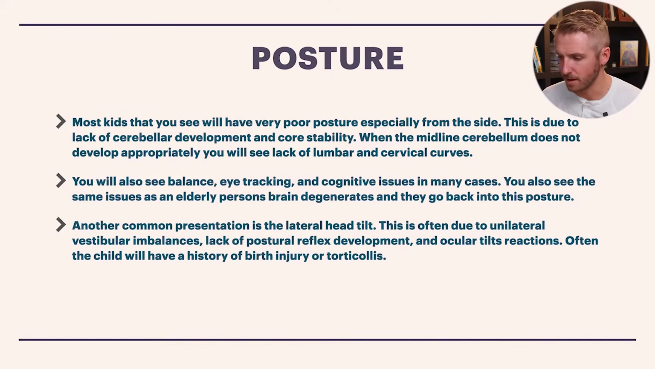So, okay, most kids you see are going to have very poor posture, especially from the side. This is due to lack of cerebellar development and core stability. When the midline cerebellum is not developed appropriately, you will see lack of lumbar and cervical curves. You also see balance, eye tracking, and cognitive issues in many cases. You also see the same issues in elderly people that have brain degeneration.